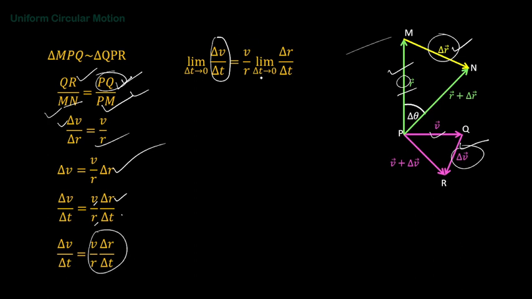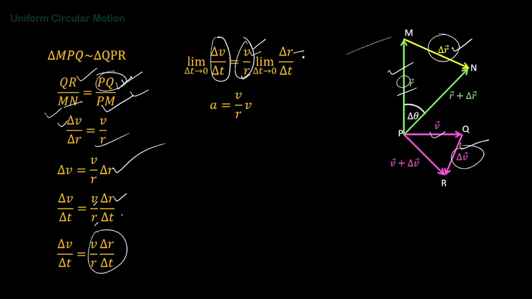Now as we decrease the time interval indefinitely towards 0, it does not affect the magnitude of velocity or the radius of the circle. As I said, the magnitude of velocity and the radius of the circle remain constant with time. They do not change with time, so they are not affected when we decrease the time interval delta t. Every time they remain the same. So the limit does not apply to the ratio of these constant quantities.